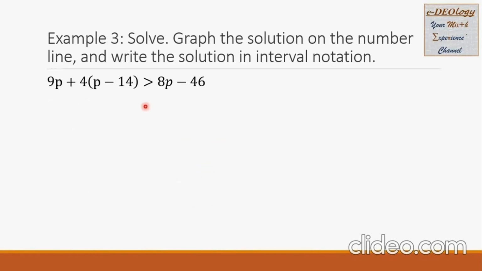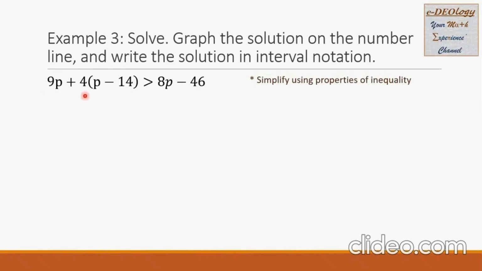Let us have example 3. 9p plus 4 times the quantity p minus 14 is greater than 8p minus 46. So we're going to simplify this using properties of inequality. Let us simplify both sides of the inequality. On the right side, it is already simplified. On the left, we're going to do some simplification.